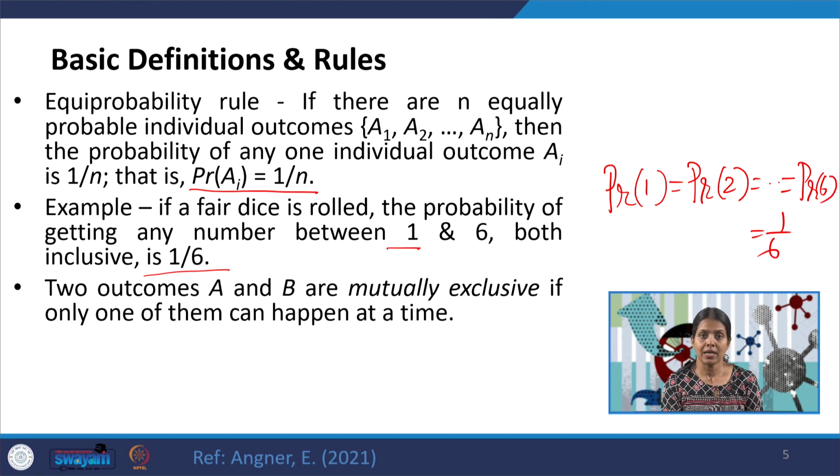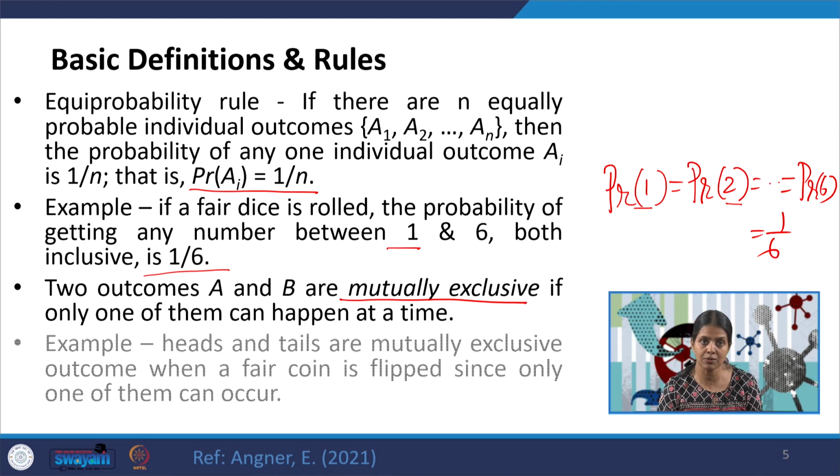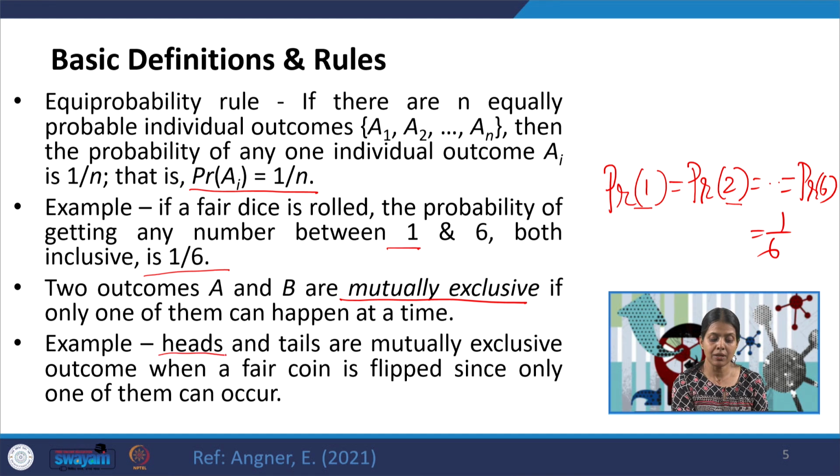Two outcomes A and B are called mutually exclusive if only one of them can happen at a time. For example, in the case of rolling a dice, we cannot have 1 and 2 appearing simultaneously. Only one number can come up. So, each one of these numbers 1 to 6 is mutually exclusive. Similarly, when we flip a coin, heads and tails are mutually exclusive outcomes.